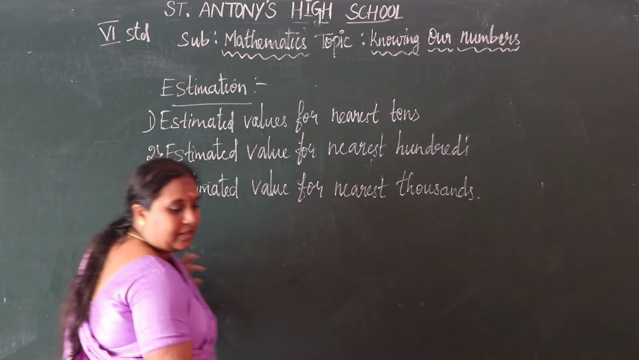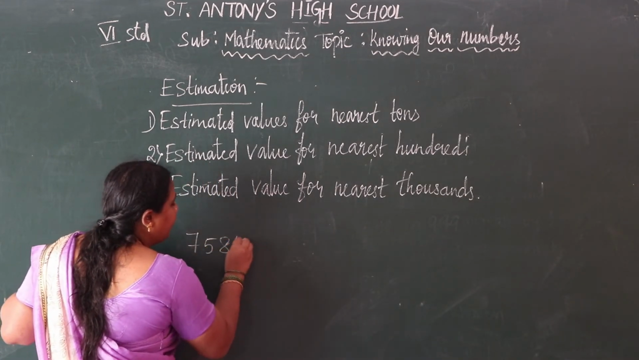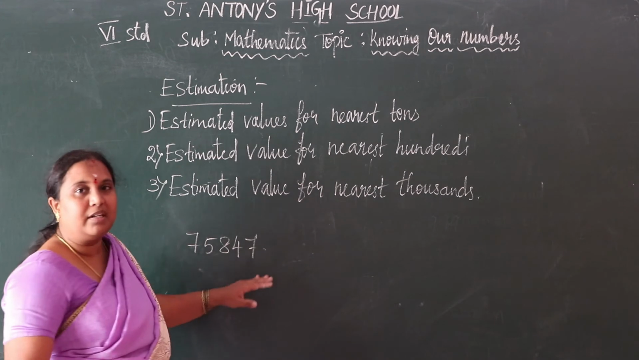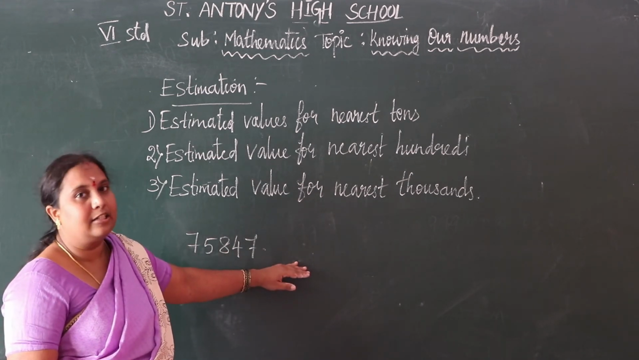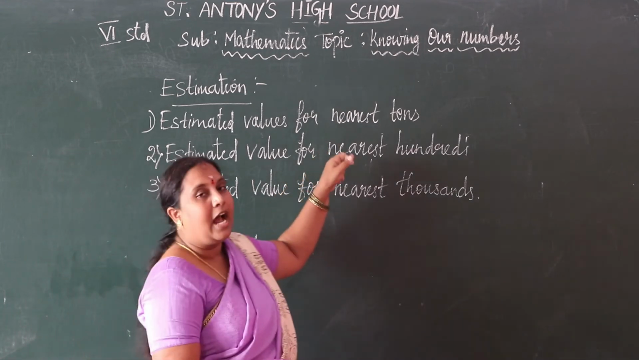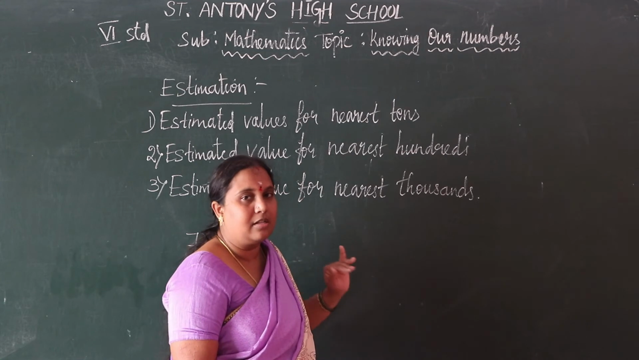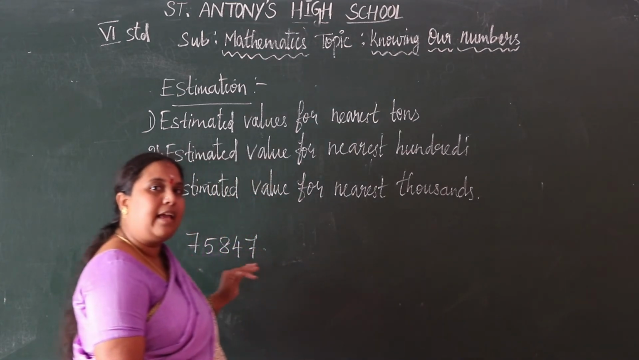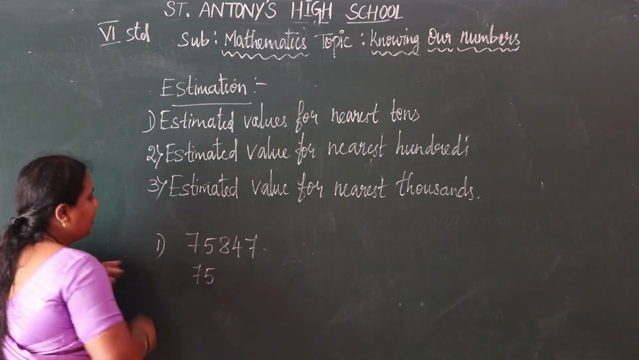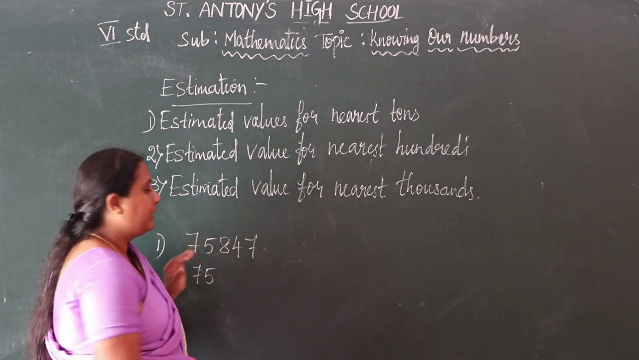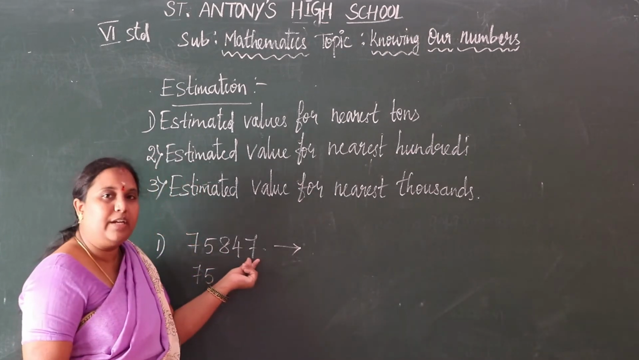It is given 75,847. This is the number given to you to find the nearest tens, nearest hundreds, nearest thousands and nearest 10,000s also. We can do the same number for all the situations. First one is for nearest tens. So nearest tens we can consider in the units place.